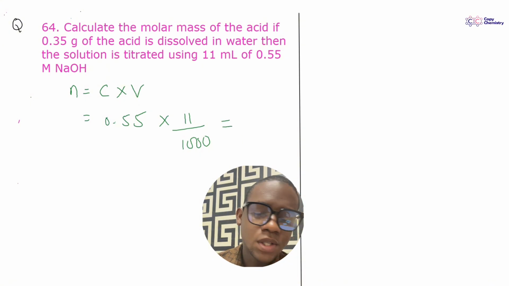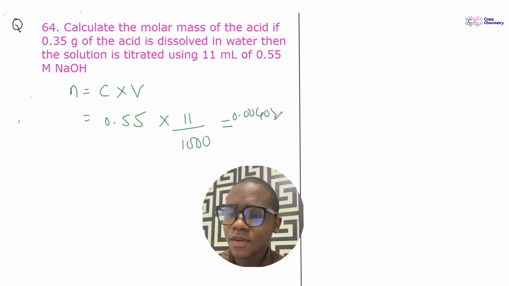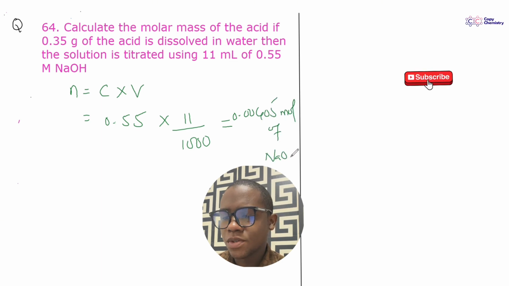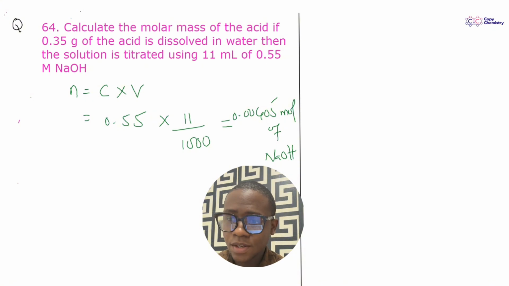And then when I calculate all that, I would have 0.00605, and that would be the moles. This is the mole of sodium hydroxide. Now let's read the question again. Calculate the molar mass of the acid if 0.35 grams of the acid is dissolved in water, then the solution is titrated. So the whole acid is titrated with that amount of base.